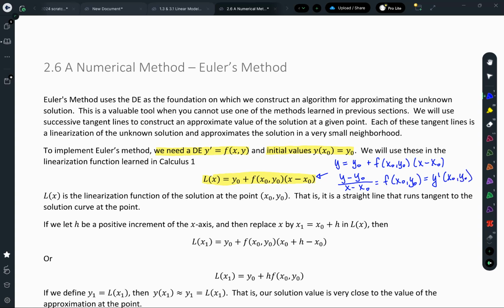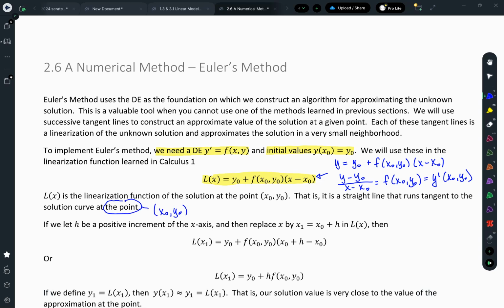Okay? And we know that y prime is a slope function. We know that y minus y naught over x minus x naught is a change in y over change in x. That's the slope value of something. So this whole premise is based upon the idea of knowing the slope of a straight line, okay? So that's why we call L of x a linearization function. It is literally a line-making function, okay? It runs tangent to the solution curve at the initial value. And so the point in question here is x naught, y naught, okay?